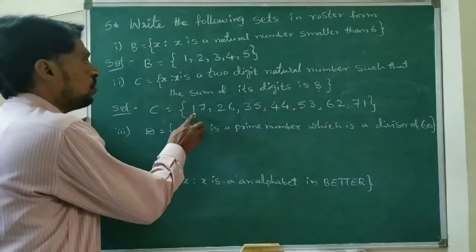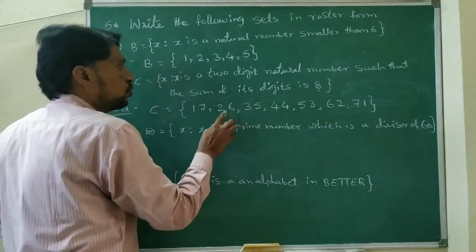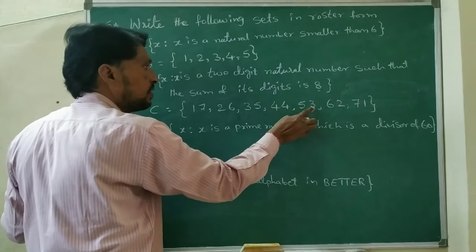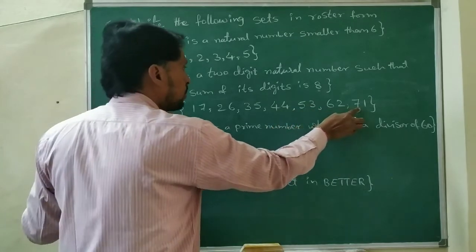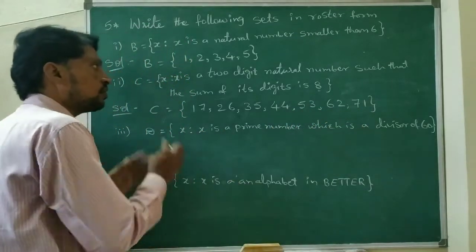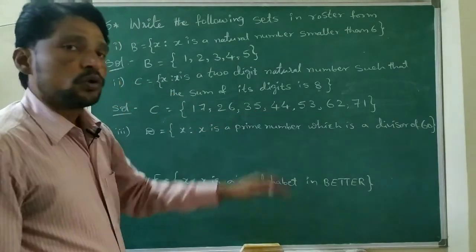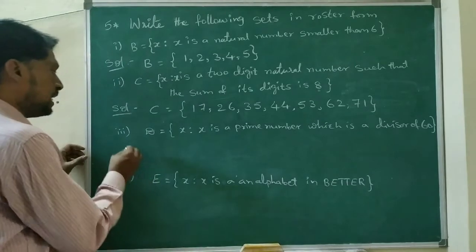Once you check it, 1 plus 7 is 8, 2 plus 6 is also 8, 3 plus 5 is 8, 4 plus 4 is 8, 5 plus 3 is 8, 6 plus 2 is 8, 7 plus 1 is also 8. So the sum of the digits is 8, and all of these are 2-digit numbers only. Next one.